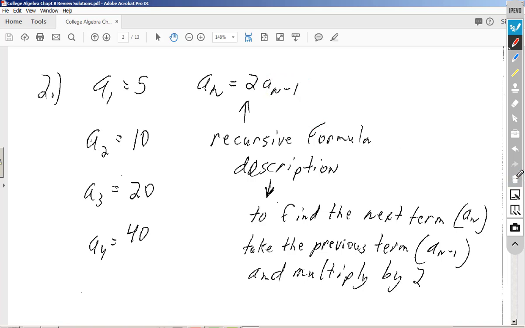So basically I just have to take my first term, which will be given to you, and I'm going to take this first term, which is 5, and then this next term is just going to be 5 times 2, which is 10. Now that I know that that term is 10, so this says take the previous term, which is 10, multiply that by 2, and you'll get 20 for your next term. Now following the formula, this says take the previous term, which is 20, so to find a sub 4, take 20 times 2, and you'll get that answer of 40.